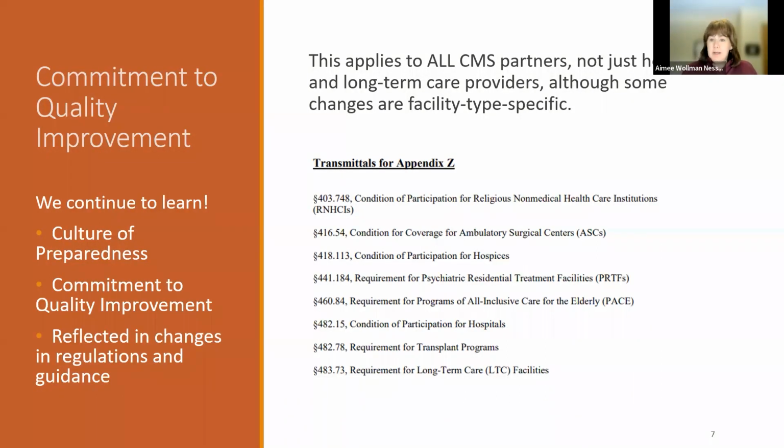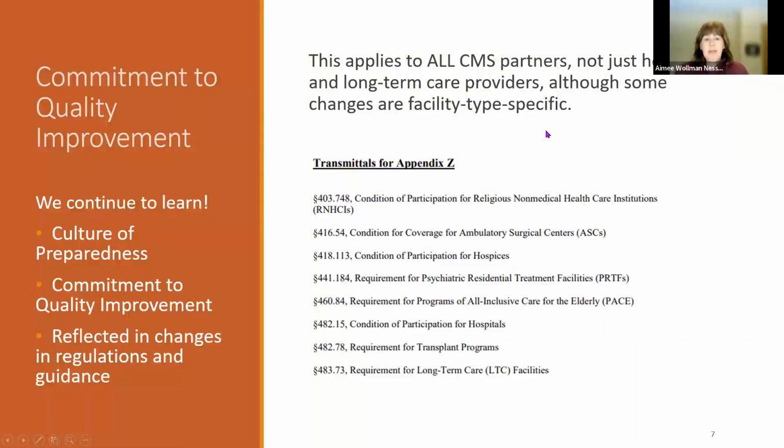So the reason we keep getting different variations of this document is because we continue to learn with each and every disaster or public health emergency that we live through. And so Appendix Z really is a reflection of some of the lessons that we've learned from COVID. And there have been additions to the regulation, but it's all based on how do we become better in meeting the needs of our clients, our residents, our patients, and our staff.